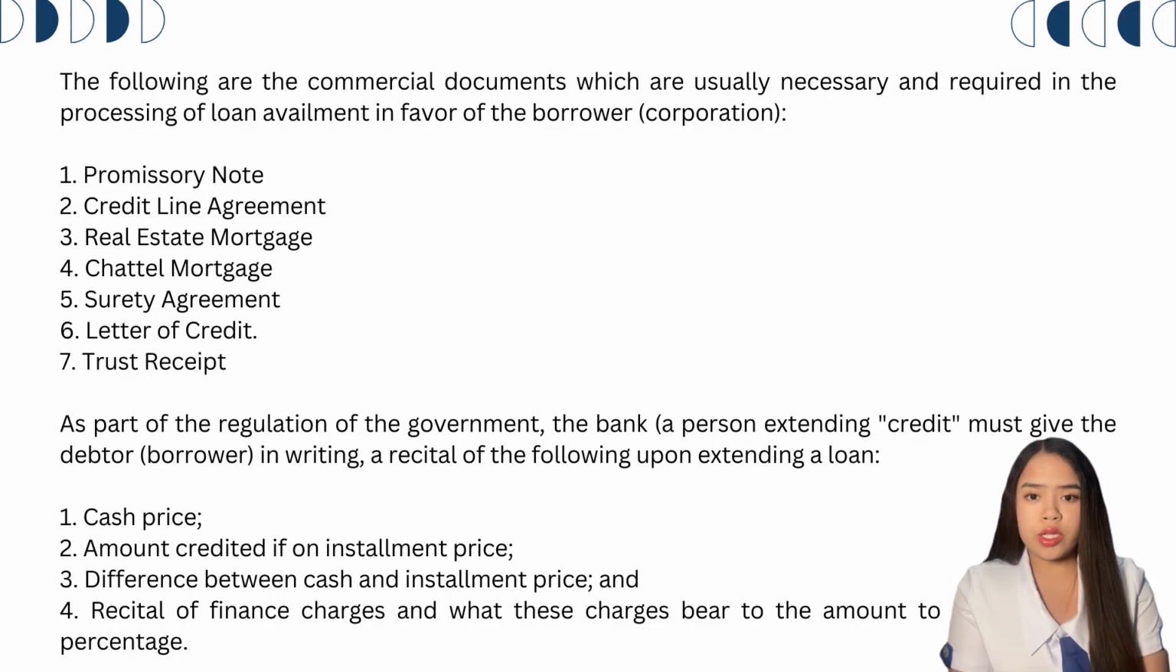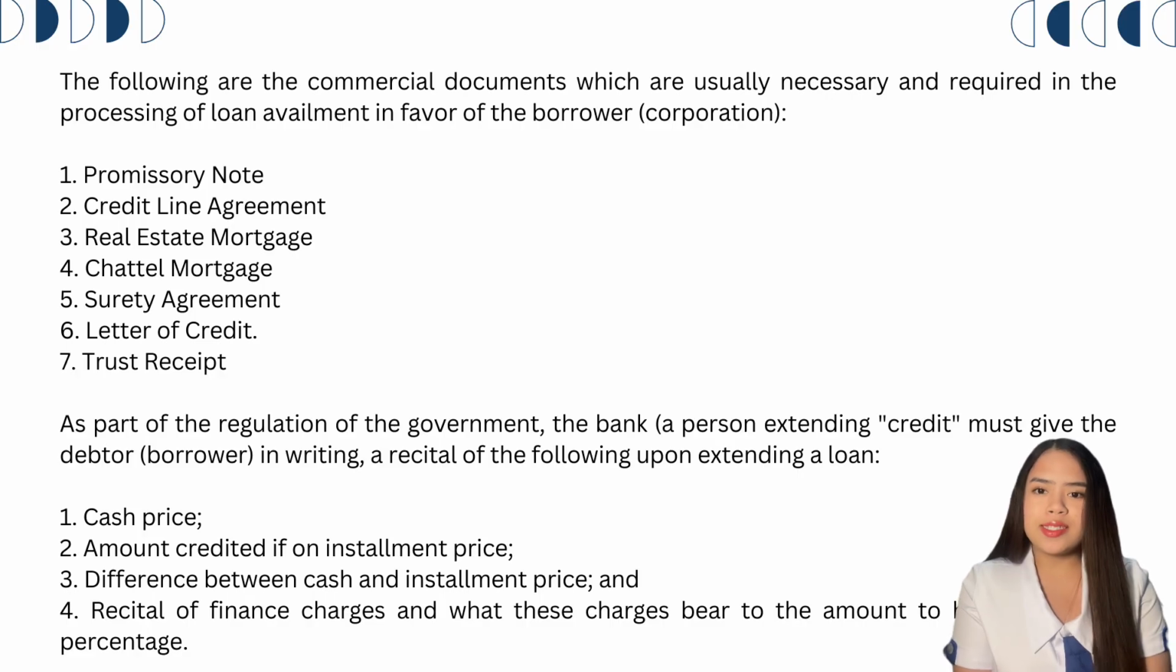So as part of the regulation of the government, a bank or a person extending a credit must give the debtor or borrower in writing a recital of the following upon extending a loan, such as cash price, the amount credited if on installment price, difference between cash and installment price, and recital of finance charges and what these charges bear to the amount to be financed in percentage.